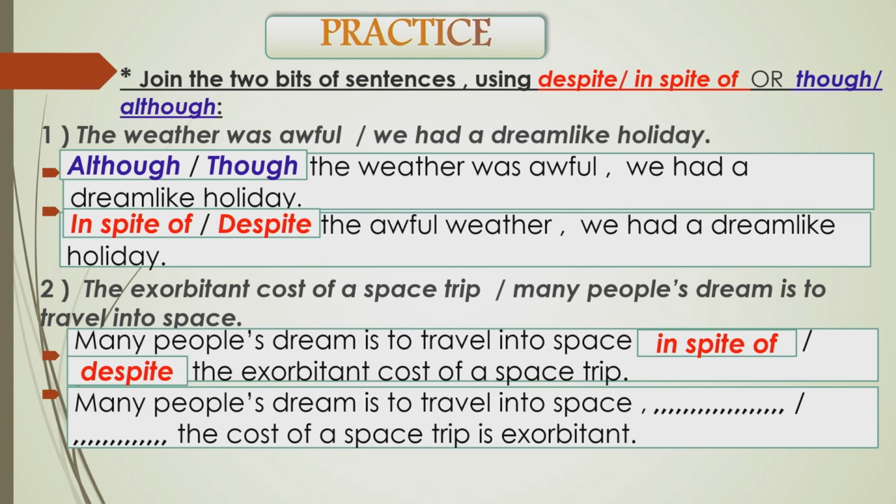And if we were to use although or though, we have to change the part which is just after the conjunction using a complete sentence. You see, it's here. The cost of a space trip is exorbitant. So many people's dream is to travel into space. Although the cost of a space trip is exorbitant, or though the cost of a space trip is exorbitant. So, to use one of these two or four conjunctions, or two groups of conjunctions, we have to be as careful as possible when it comes to the items that follow, right?